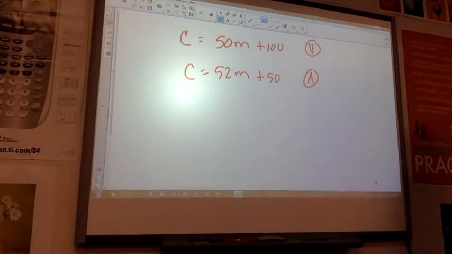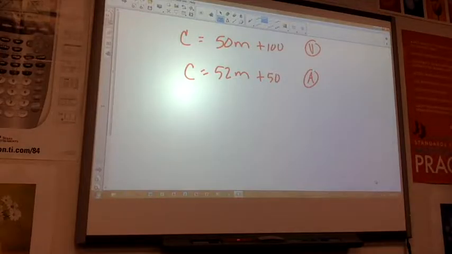Is everyone okay with the two equations that are created? Is there anybody that's goofy on that? You set? So we want to know when these two would be the same. What does M represent up there? Months. Does everyone feel comfortable with that? C represents the cost, right?